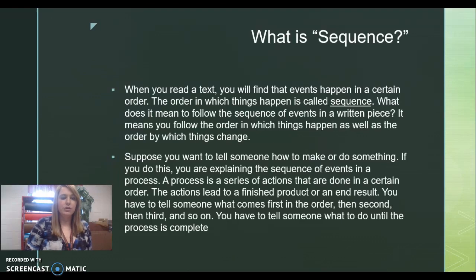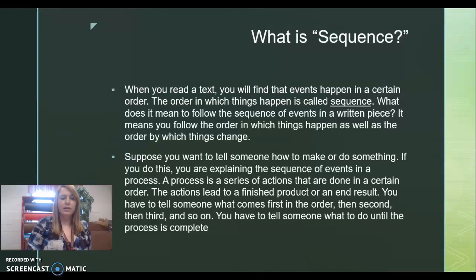So what does it mean to follow the sequence of events in a written piece? It means that you're going to follow the order in which things happen. So if I tell you about my morning, I might say, first I woke up and I missed my alarm, so I rushed out of bed, I threw on my clothes. Then I jumped in the car and I dashed to work. I taught 3 classes. After that, I ate lunch. And so those are sequentially in order or chronologically in order of how they occurred. So in that example, I'm telling you everything in chronological order. So that would be the sequence of my morning.